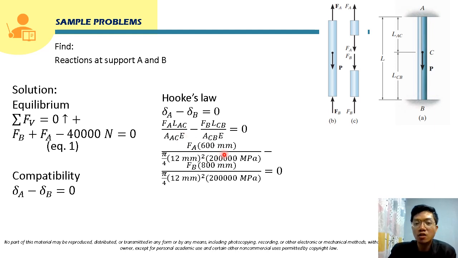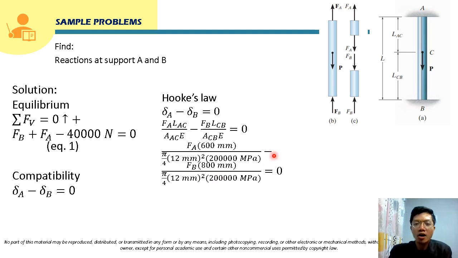Times the modulus of elasticity. So the modulus of elasticity is 200 gigapascal. So let's be consistent with the units. Let's use megapascal here, class, so that it can become Newton over millimeter squared. Okay, so that the terms in the equations here, class, will be expressed in Newton and millimeter.